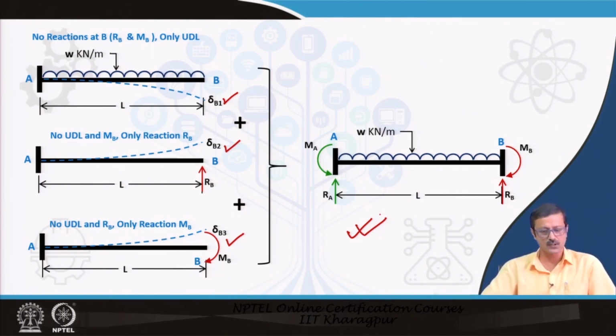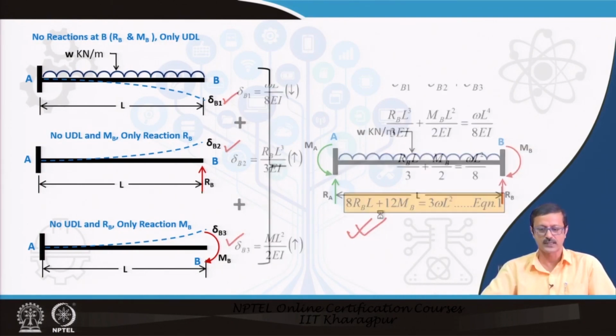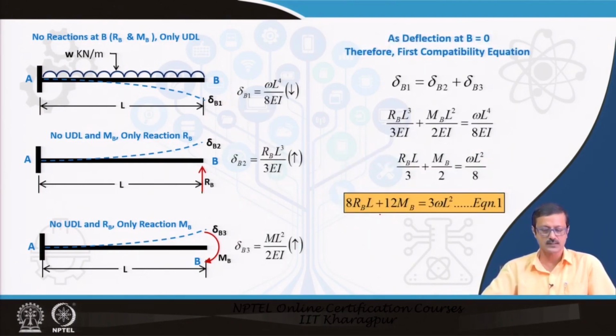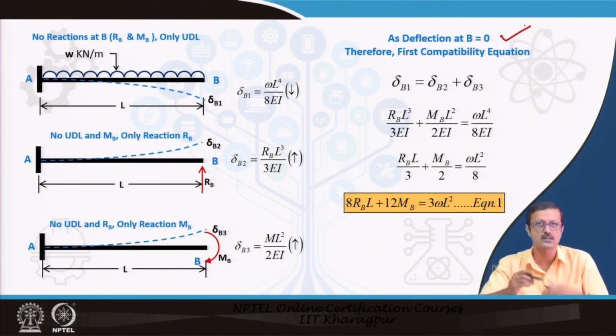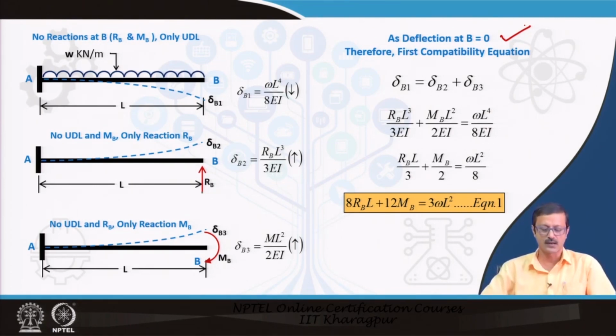Now, somehow if I know the values of this delta B1, delta B2 and delta B3, and I know at the end B there is no deflection, so I have that compatibility. The compatibility equation is that the deflection at B in the original beam is equal to 0. That means that delta B1, which was downward because of the UDL, must be equal to delta B2 plus delta B3, otherwise how would that particular end B not have any deflection.